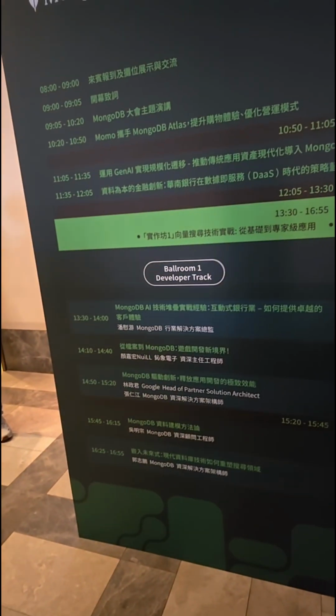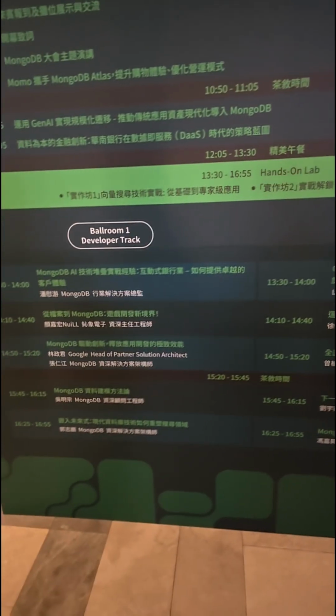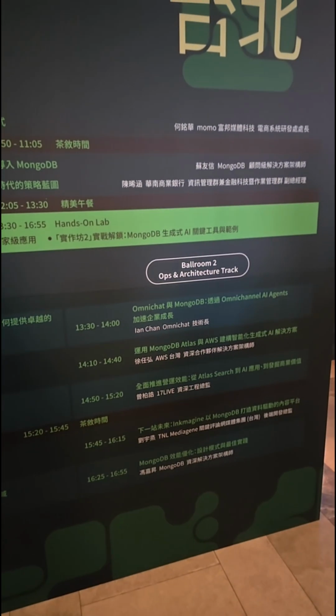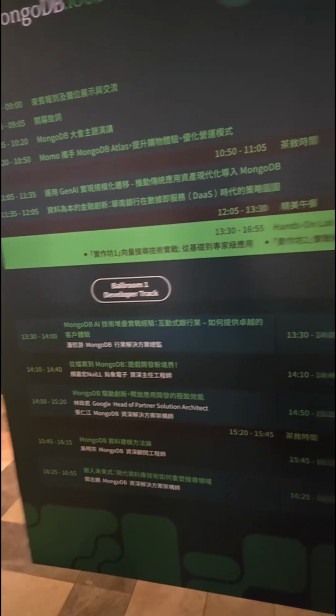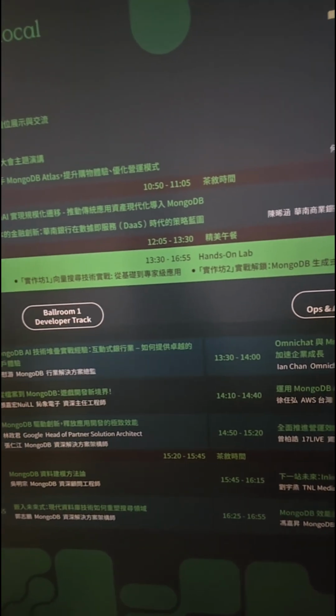There will be two different tracks. One is for ballroom 1 and one is for ballroom 2. One is the developer track, another one is the ops and architecture track. Mostly the lectures will be in Chinese, but some of the lectures will be conducted in English. So let's see how much I understand.